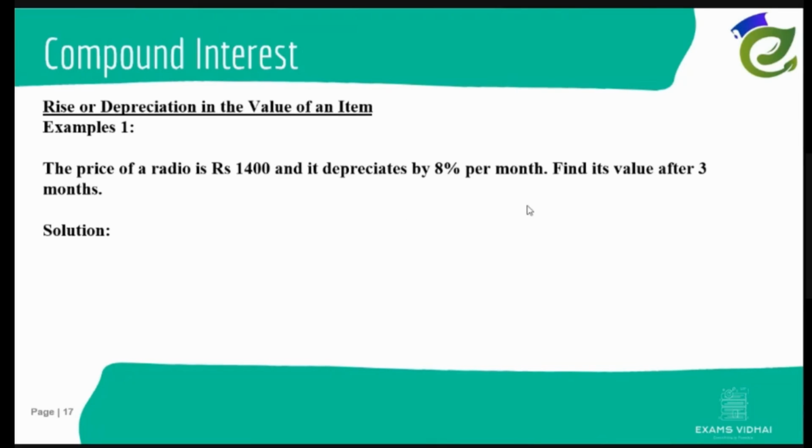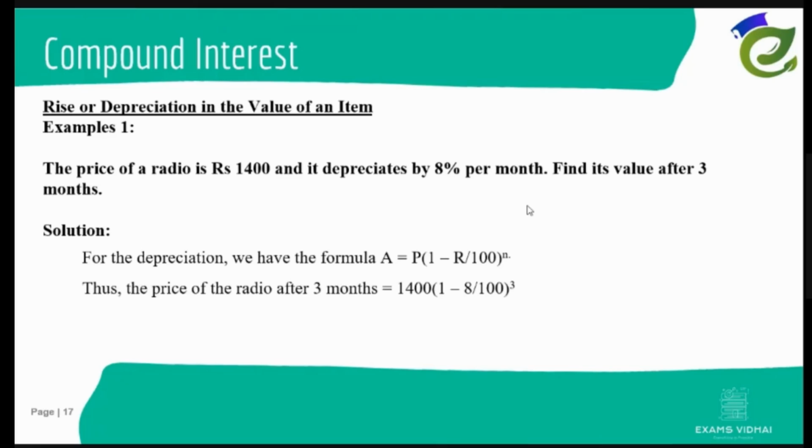Now let us try to solve the following example. The price of a radio is rupees 1400 and it depreciates by 8% per month. Find its value after 3 months. For the depreciation, we have the formula A equal to P into (1 minus R by 100) whole power n. Now here we know P is 1400, R is 8 and n is 3. Now if you substitute the values, we'll get the following answer.